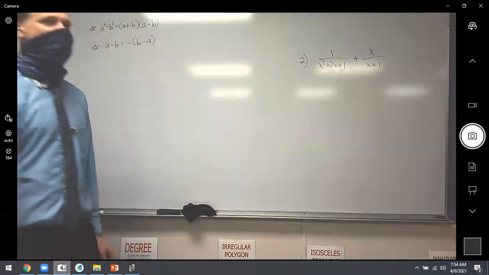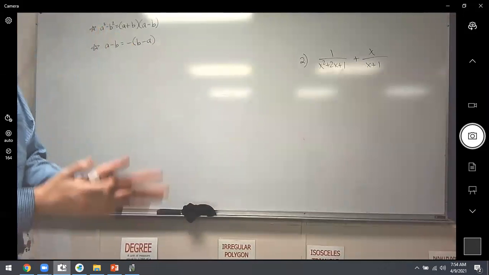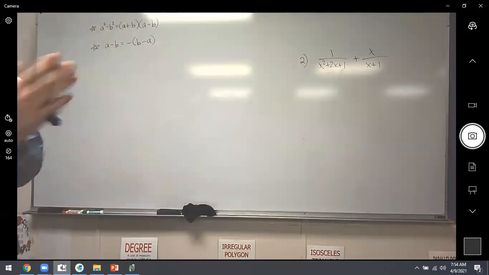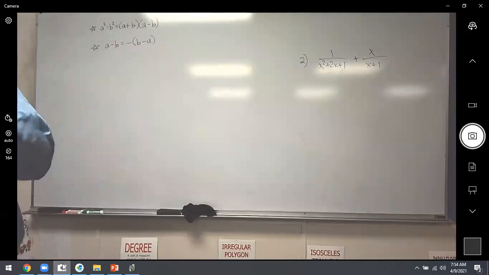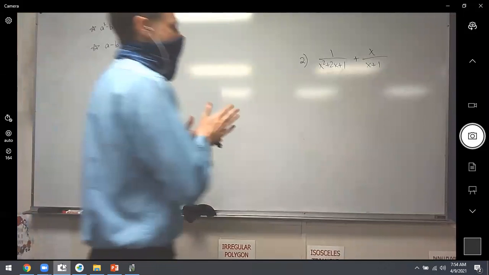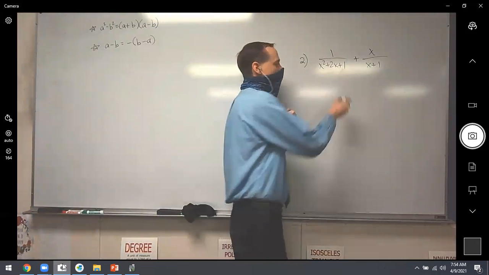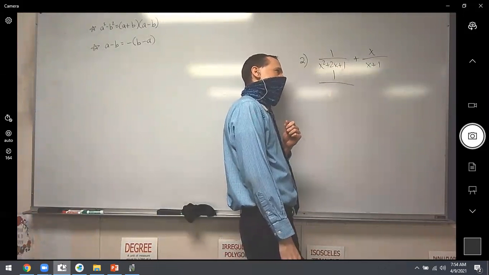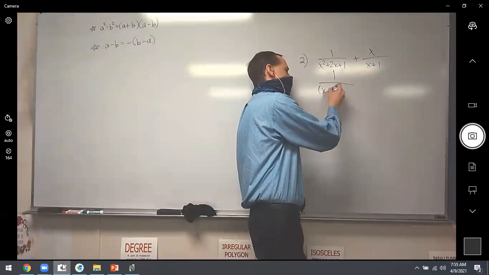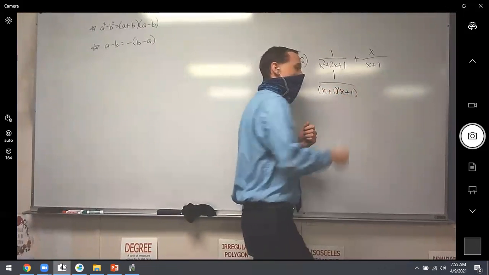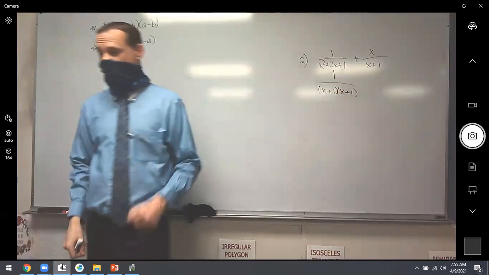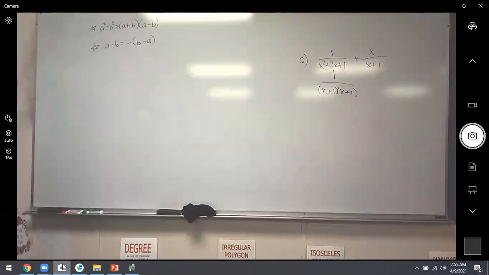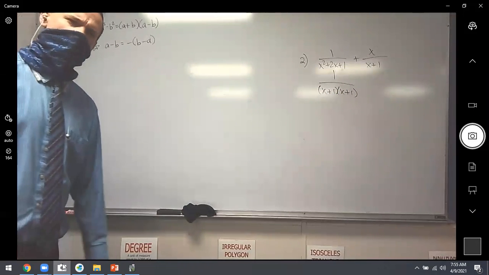Okay, moving right along. Number 2, slightly easier. It's only got 2 fractions. 1 over x squared plus 2x plus 1, which is just screaming to be factored. And x over x plus 1. So how does x squared plus 2x plus 1 factor? Yeah, 1 and 1. Yeah, x plus 1 and another x plus 1. Well, that fraction has 2 x plus 1s on the bottom. The other fraction only has 1 x plus 1, correct?